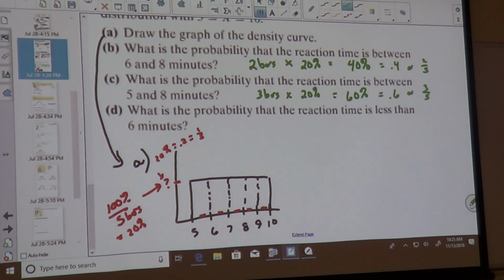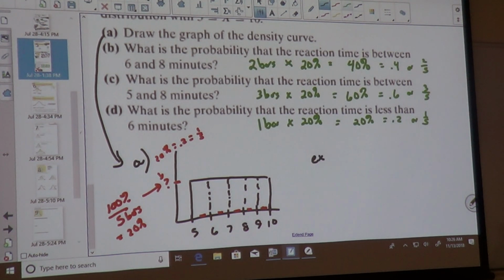You're not going to have to give all the answers. My math lab will say, I either want it as a decimal, I want it as a fraction, or I want it as a percentage. What is the probability that it is less than 6 minutes? 1 bar times 20%, which is going to be 20%, or 0.2, or 1/5.